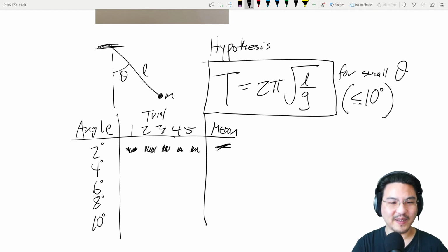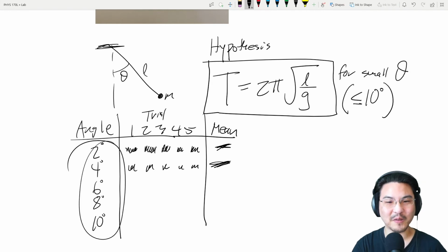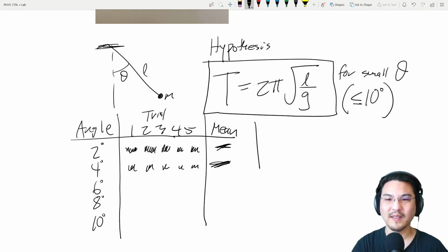Over here, right, and then next angle, 4 degrees, and then you do 1, 2, 3, 4, 5 different trials, then you take the mean, right, and then you do all 5 different angles, and then you're going to make a graph of period as a function of angle, right? And then you had 2, 4, 6, 8, 10.